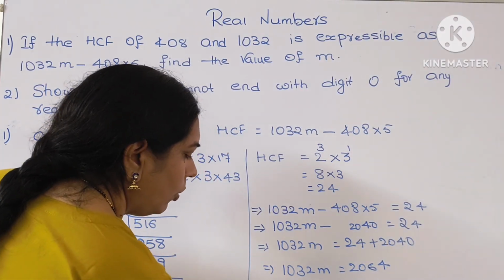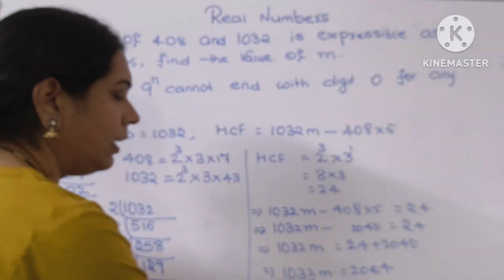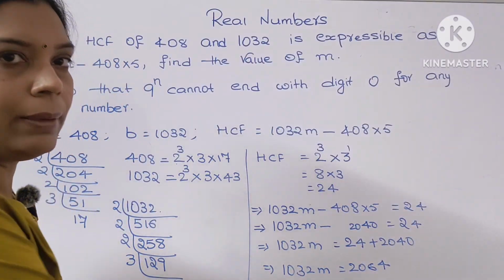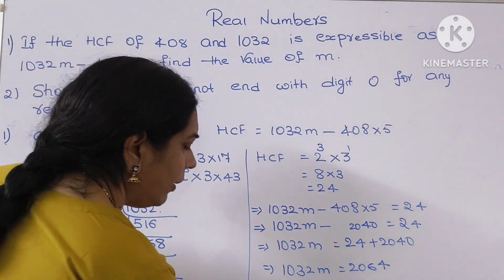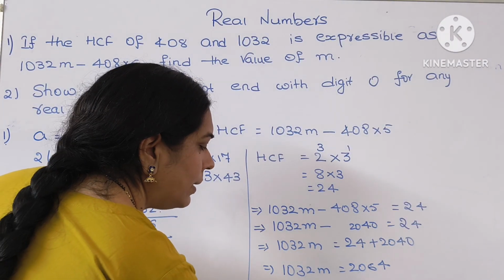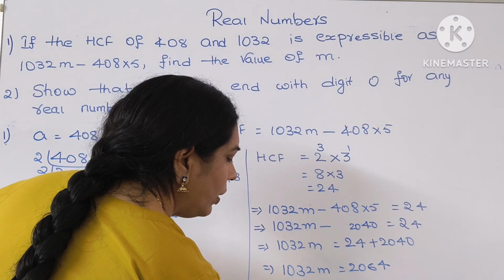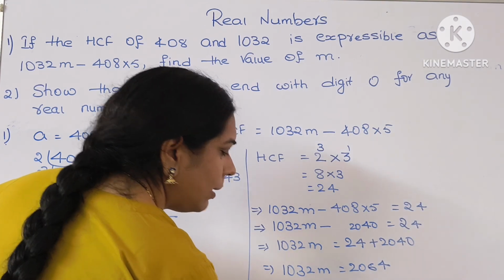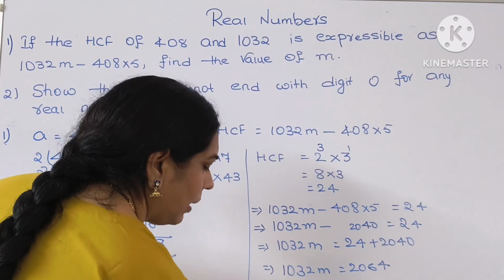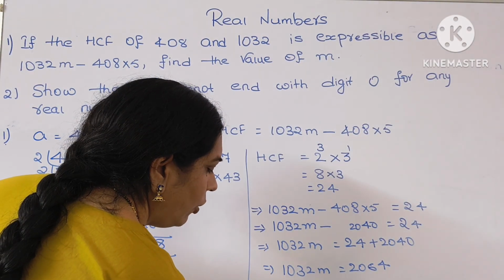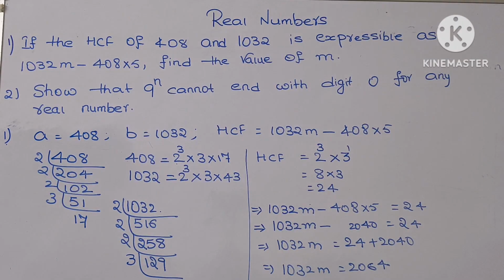2064. Now, keep m here, transpose the number to the other side. Since m and the number are multiplying, on transposition the number will divide. So, m is equal to 2064 divided by 1032. It is very obvious, you can cancel it directly with 2. So the value of m is 2. The value of m is 2.